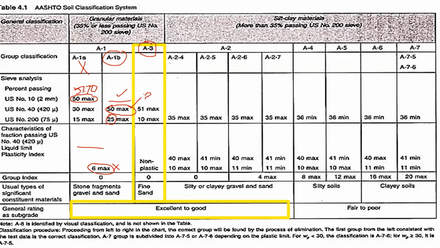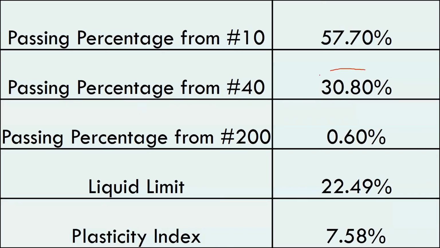So it is not written over here, so there is neither. It's okay, it is 50. Obviously, it is more than 50%. Now I am moving toward the number 40 passing, that is 51 maximum. So let me see. It is 30.8.